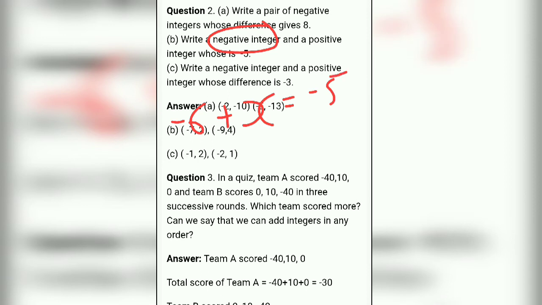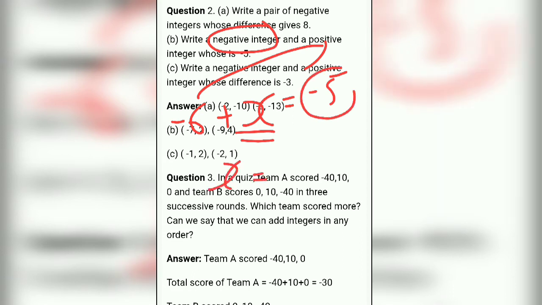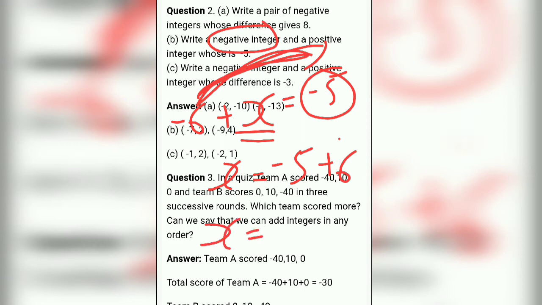Now if I want to find the value of x, what I need to do is transfer this minus 6 to the right hand side. So x is equal to, here I have minus 5. If I transfer this minus 6 to the right hand side, it becomes plus 6. So x is equal to minus 5 plus 6. So plus minus minus, 6 minus 5, 1. The bigger number 6 has a positive sign, so x is equal to 1.